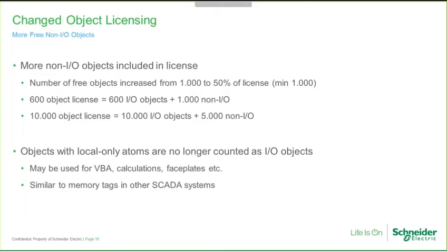So if you buy a 10,000 object license, you will now get, of course, the 10,000 I/O objects, but then 5,000 of these non-I/O. It becomes particularly interesting because objects with local-only atoms no longer count as these I/O objects. They did in version 11 and previously. Now, if you only have local atoms, it's part of the free pool of objects. This means you can now have objects that you only use for VBA, calculations, etc., without the need to actually pay for this object. This is very similar to how memory tag works in other SCADA systems.